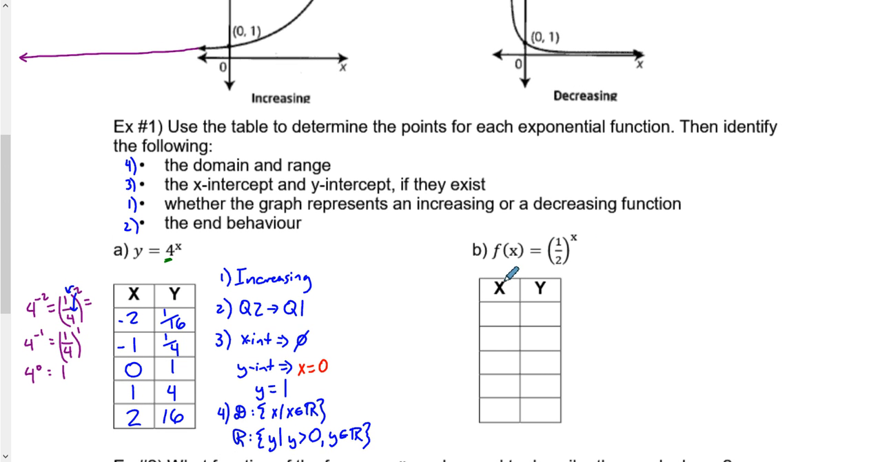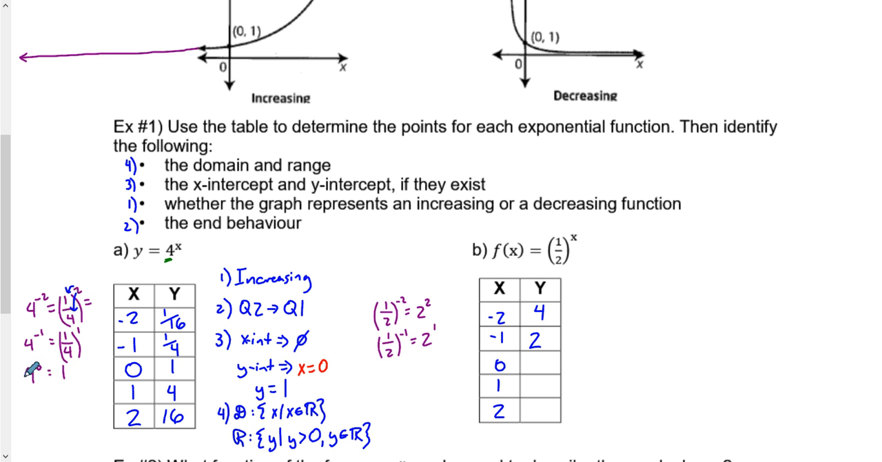If we talk about the next one, again, we'll use the same x values, -2, -1, 0, 1, and 2, just because they're really nice and easy to work with. 1/2 to the power of -2, well, as soon as we have that negative, it means we would be taking the reciprocal of our base. The reciprocal of 1/2 is 2. Taking that reciprocal just gets rid of the negative, and then 2 squared is 4. We do the exact same thing for the -1, which means we take the reciprocal of the base, and 2 to the power of 1 is 2.